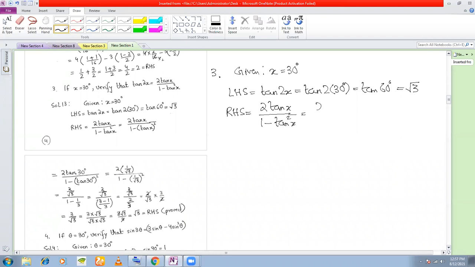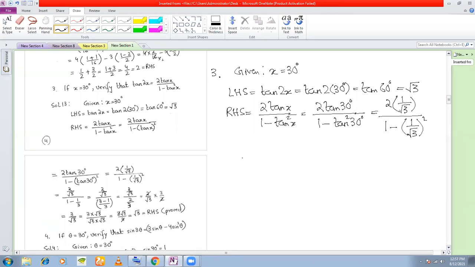Put the value. 2 tan 30 degree divided by 1 minus tan square 30 degree, which is tan 30. What is the value? 1 by root 3 divided by 1 minus 1 by root 3. Now, just a note.